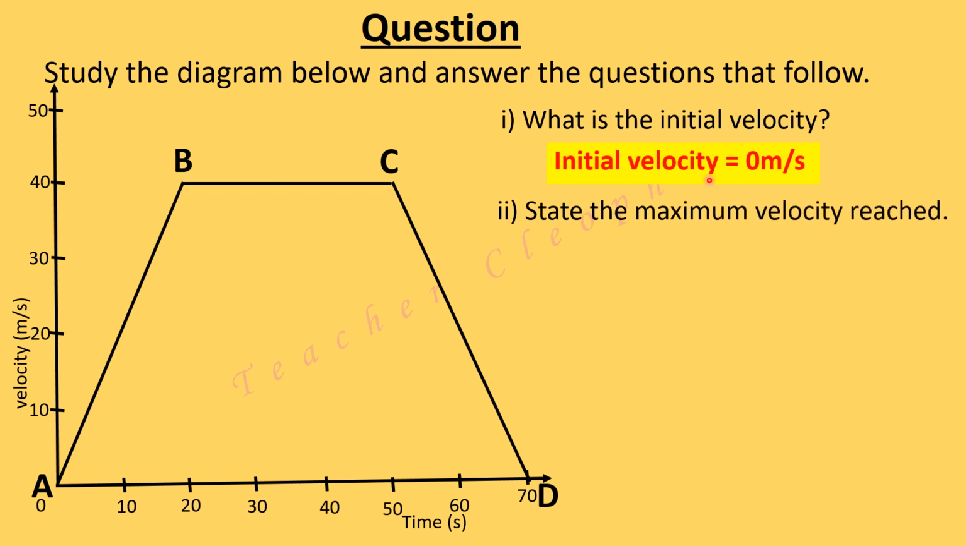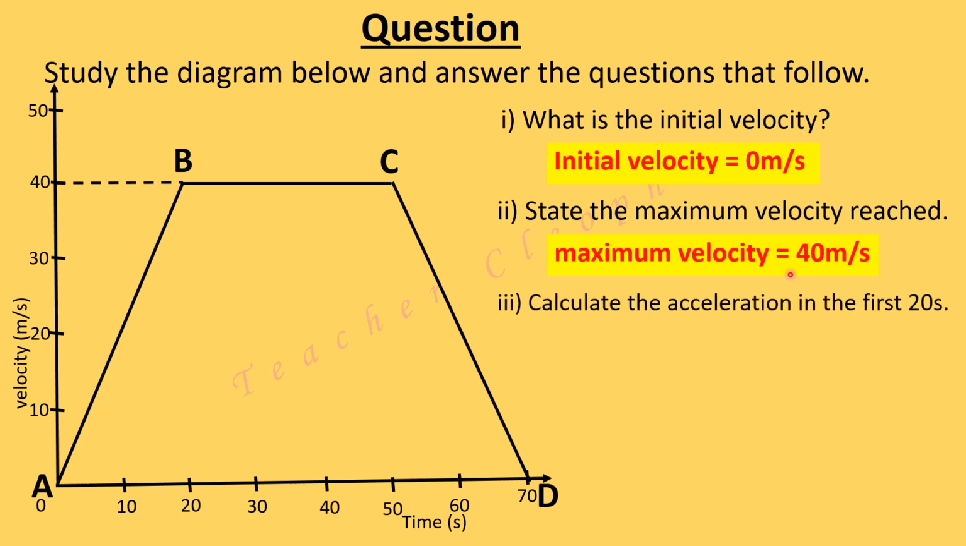Our second question, state the maximum velocity reached. To get the maximum velocity, we need to determine the highest point of this graph. And the highest point of this graph is point B or point C, for which the velocity is 40. So maximum velocity equals 40 meters per second.